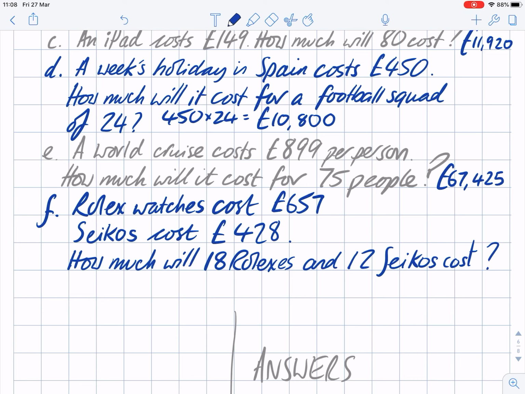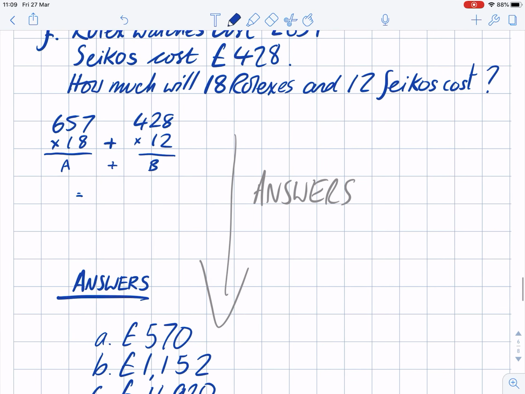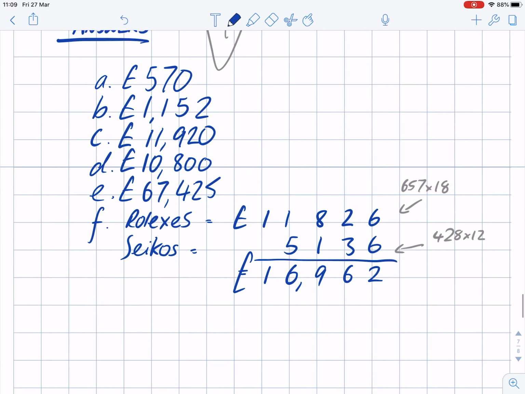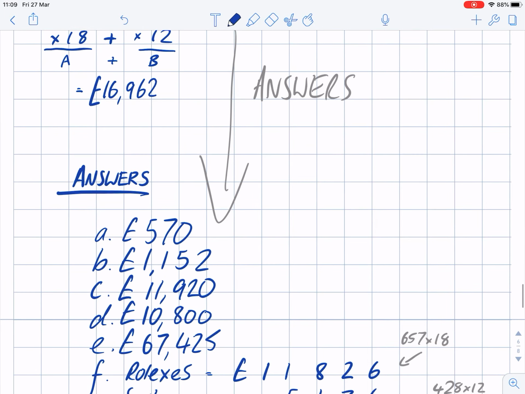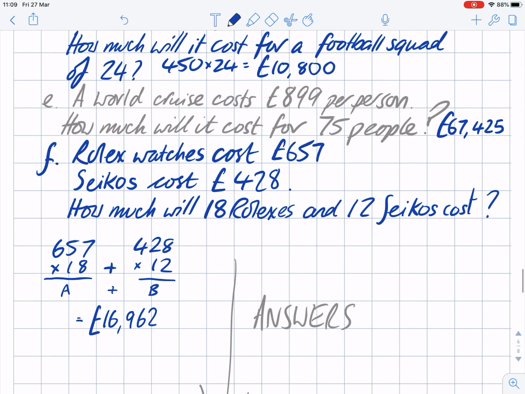So there was 2 steps to this. You needed to multiply the 657 by 18 for the Rolexes, and you needed to multiply 428 by 12 for the Seikos. And then once you had those 2 answers, A and B, we needed to add them together. And if you added them together, you would have got £16,962. Let me just double check that that was what I worked out. Yes, it was.